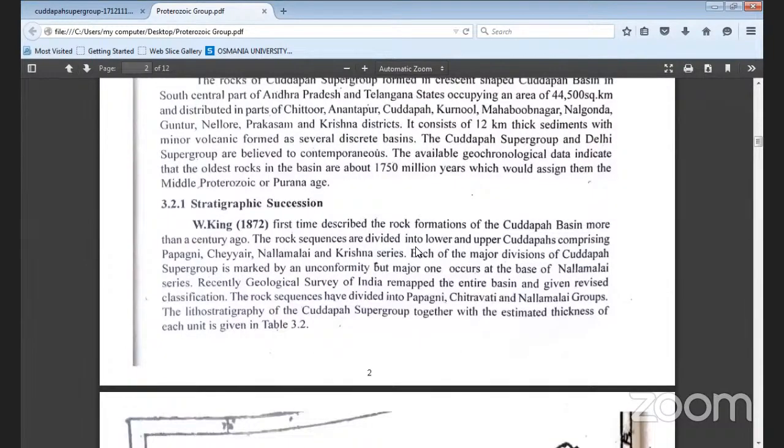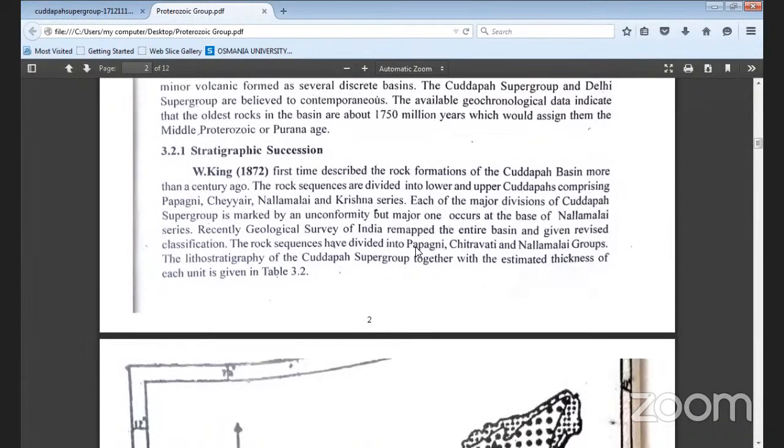Now coming to the stratigraphic succession. The stratigraphic succession was explained by W. King in 1872, for the rock formations of the Kadapa basin more than a century ago. The rock sequence is divided into the lower and upper Kadapas, consisting of the Papaghni, Chevyar, Nallamalai, and Krishna series. Each division of the Kadapa supergroup is marked by an unconformity, but the major one is after the base of the Nallamalai series. Recently, the Geological Survey of India remapped the entire basin and has given a revised classification of the Kadapa basin.